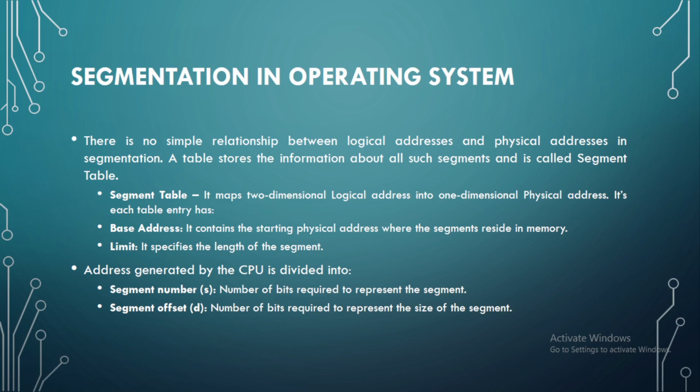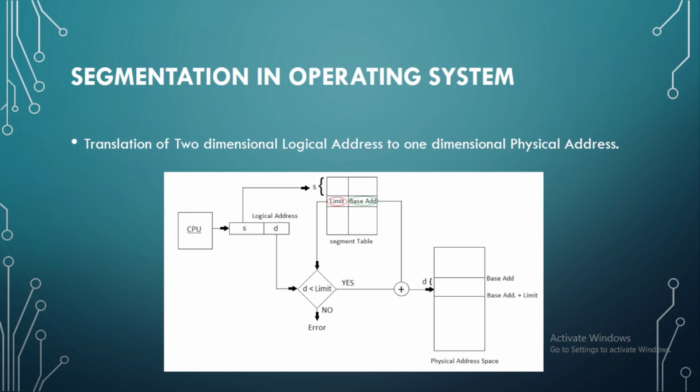the segment. The address generated by the CPU is divided into segment number and segment offset. Segment number is the number of bits required to represent the segment, and offset is number of bits required to represent the size of the segment. Here is the translation of two-dimensional logical address to one-dimensional physical address.